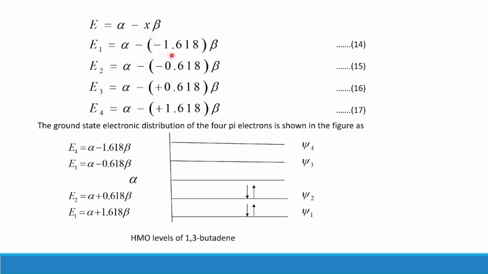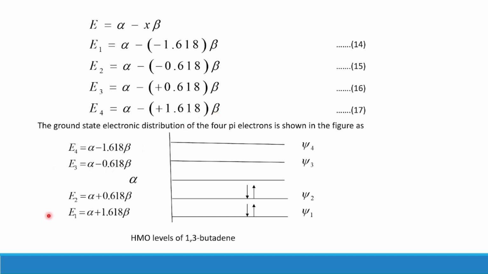So we will arrange it in the increasing order. First we will put the value minus 1.618. So alpha minus 1.618 multiplied by beta. Then the second value which will come next will be, if we put minus 0.618, alpha minus 0.618 beta. And similarly the third value will be obtained by putting the value of x as plus 0.618, and the fourth value will be obtained by putting plus 1.618, so alpha minus 1.618 beta.